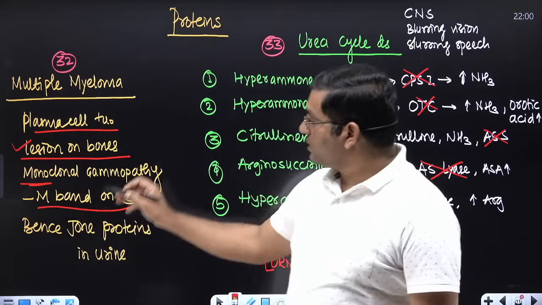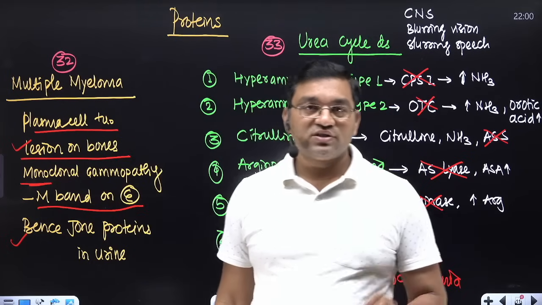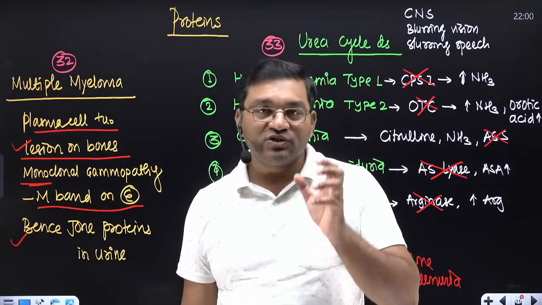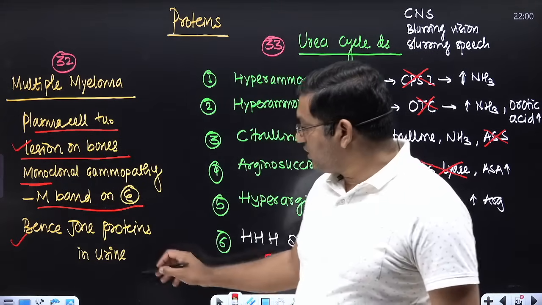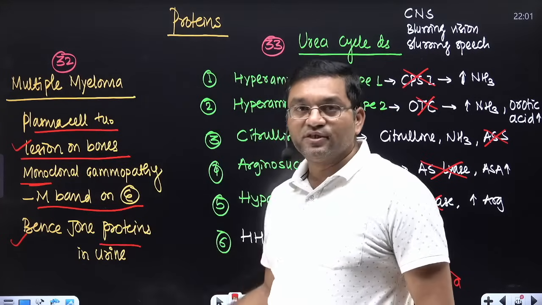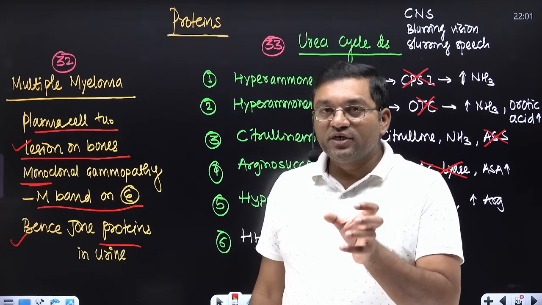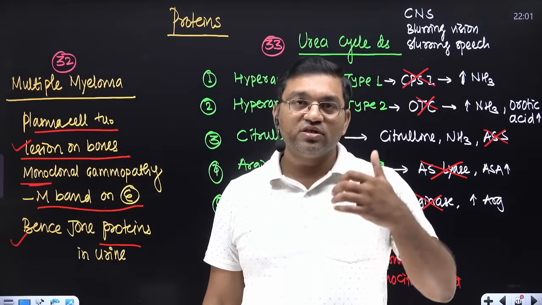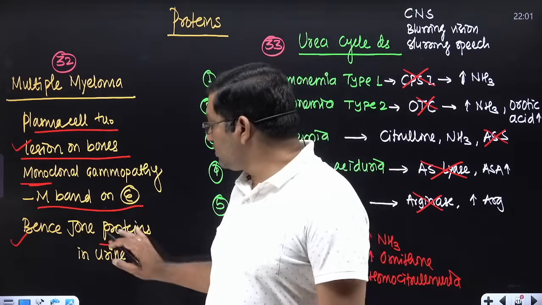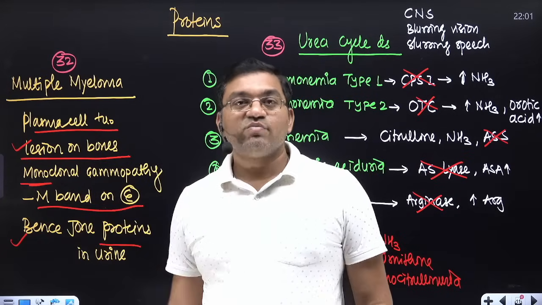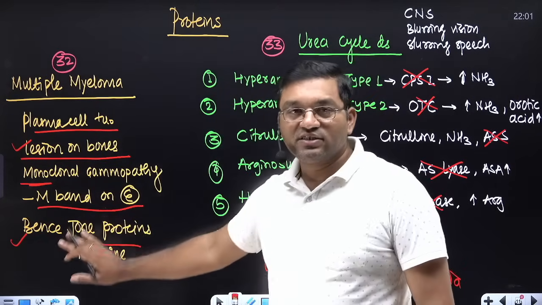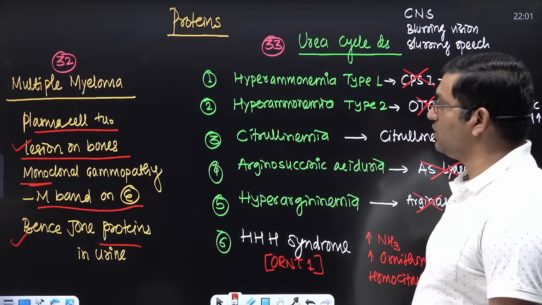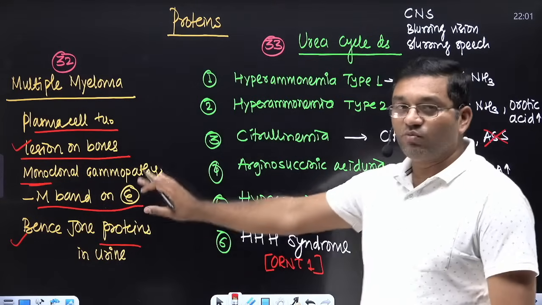It is also characterized by excretion of light chain proteins, that is Bence Jones proteins, in the urine, which are detected by the classical heat test. They have the property to coagulate at a particular temperature, and if you go on increasing the temperature, the coagulum will disappear. So these are detected by the heat coagulation test. Bence Jones protein excretion in the urine. This is multiple myeloma. Okay.